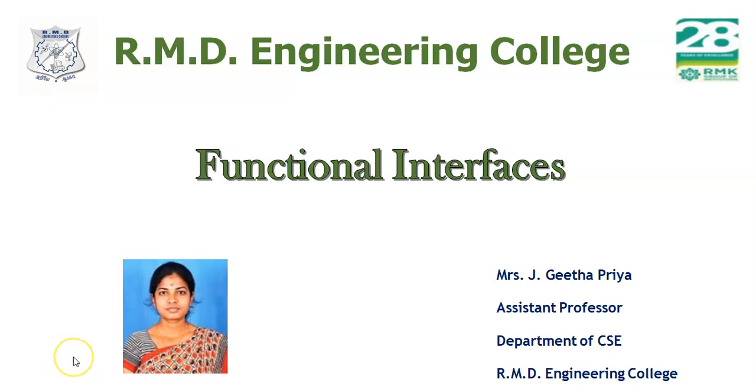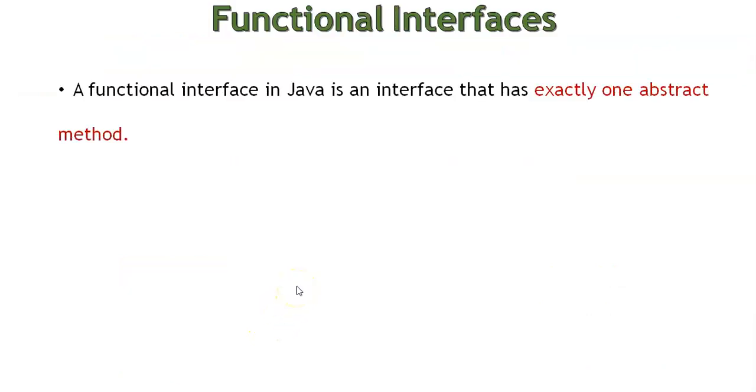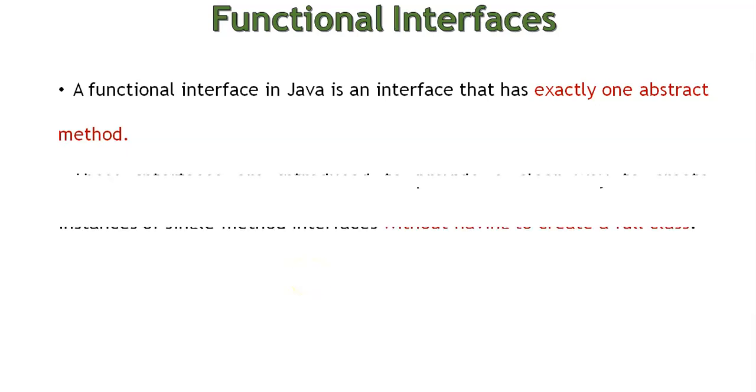Dear learners, in this video we are going to discuss functional interfaces in Java. A functional interface in Java is an interface which has only one abstract method, making it suitable for use with lambda expressions and method references.